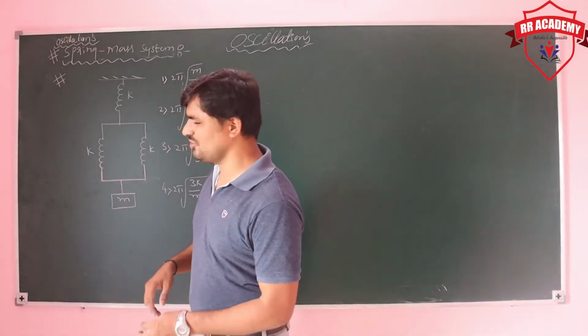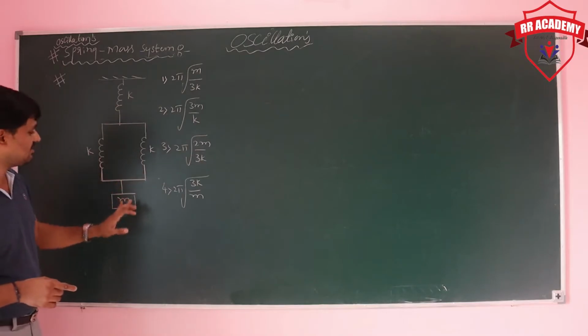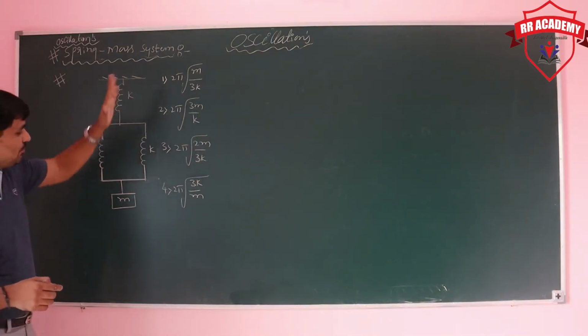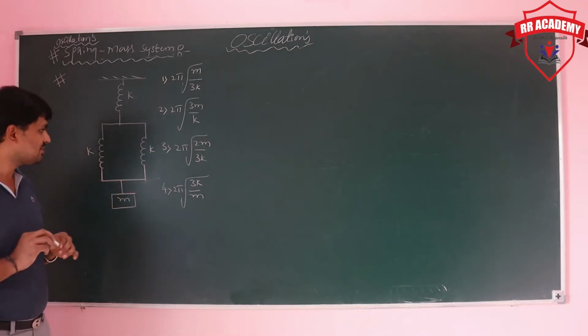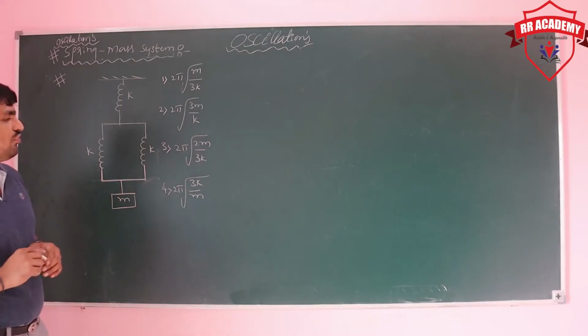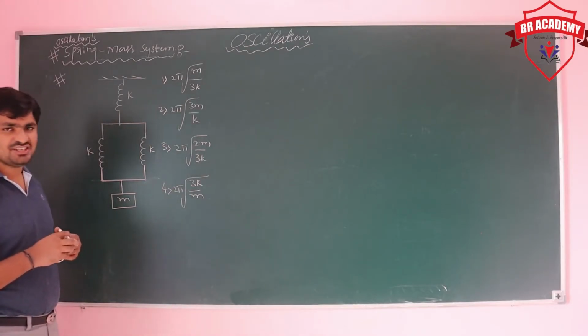Here one more question is there. Three identical springs are connected like this, one like this and like this. Then what about the effective value of K and what about the time period? That is the question. First try to get the value of K, then you will be able to do anything. So which combination is it?